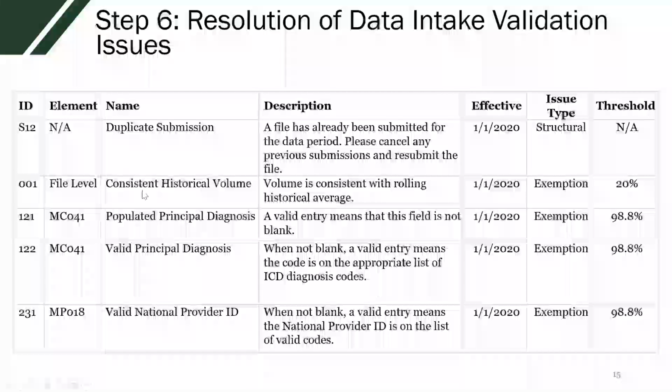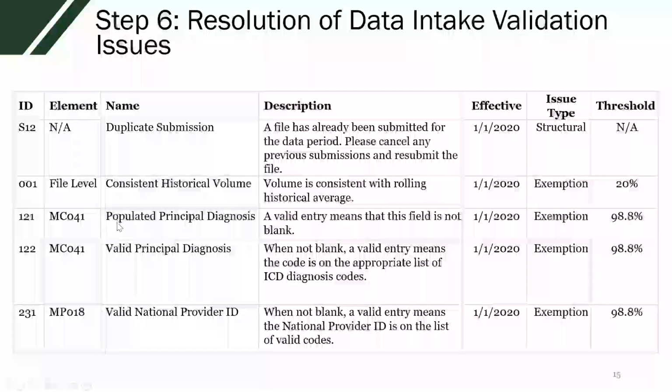Another check that we do is to look at the volume of records over time. We calculate a rolling average of records submitted over time, and if it varies by a certain percentage point, in this case 20%, we're going to flag it, just ask you to verify that information, and if it is expected, provide an explanation. Again, it'll be exemption and then require an explanation and approval.